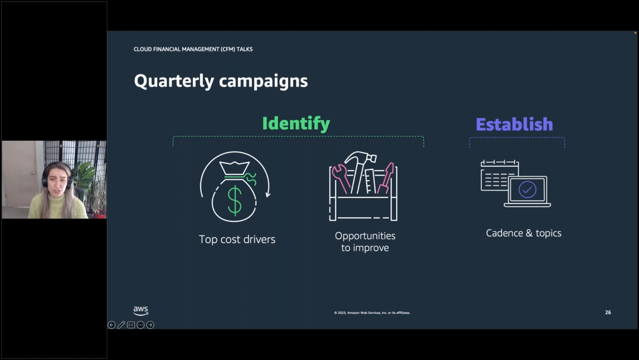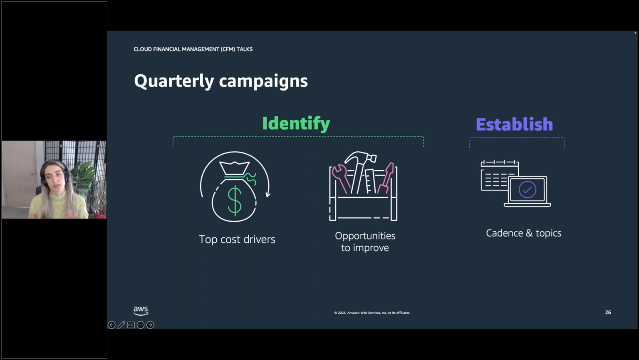Big thing to note here is that after you've identified which pieces to focus on, making sure that you establish a cadence that works for your business is really critical too. If you have quarterly launches, or you know that quarter close is really stressful for your engineering staff or for people who would be actioning cost optimization activities during the day, as a financial operations team, it's good to be thoughtful of that.